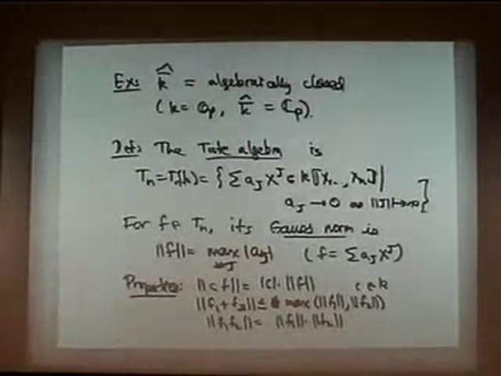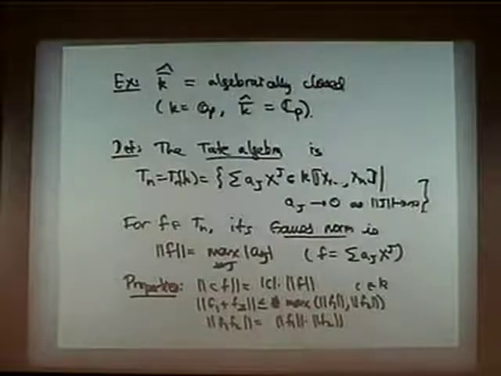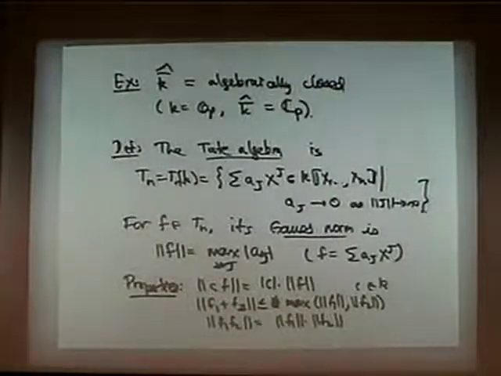Submultiplicative is easy. This equality requires a little bit more thought. That's left as an exercise. And so this way of measuring the magnitude of elements is going to be very helpful in getting our hands on the Tate algebra. Now, we want to think about this ring as being something like the replacement of a polynomial ring.